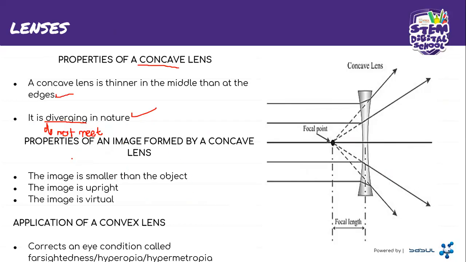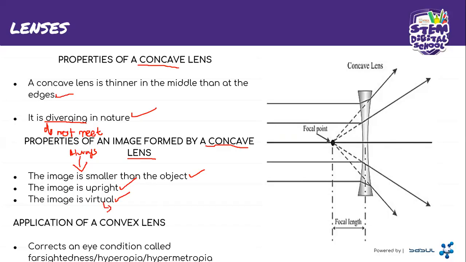Now, you must know the properties of an image formed by a concave lens. Now, this is a concave lens. You must know this will always be the case. We want to know how the image of a concave lens is going to be. And we say the image is smaller than the object, and it will always be smaller than the object. So the image that is formed through a concave lens will always be smaller than the object, the image will always be upright. In other words, it will be erect. It will be like you see the object. It will be upright.